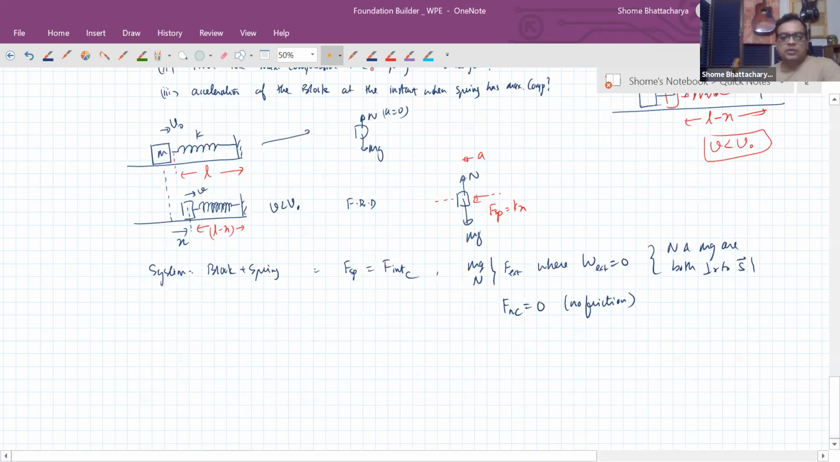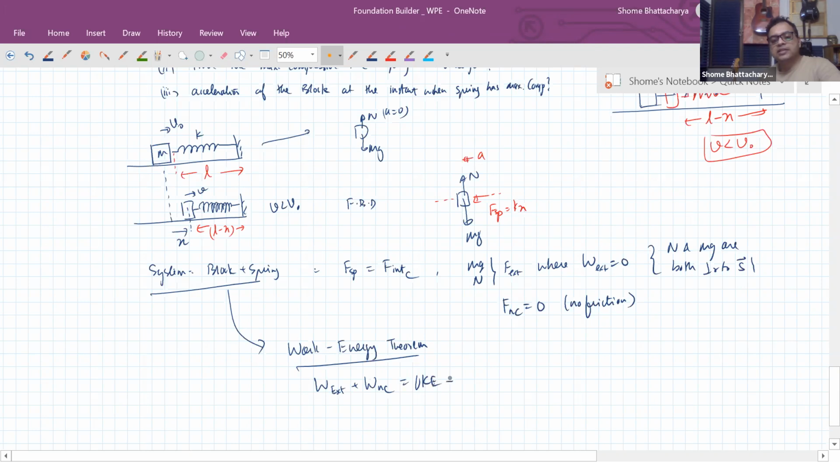Okay. So anyway, now coming back to this, for this system, if we apply the work energy theorem, the general statement of the theorem is: work done by external forces plus work done by non-conservative forces is change in kinetic energy plus change in potential energy. So here this term will be 0. Why it is 0, I've explained to you. Because normal reaction and mg are both acting in the direction perpendicular to the displacement. So the work done by external force is 0. Work done by non-conservative force is 0 because there is no friction.